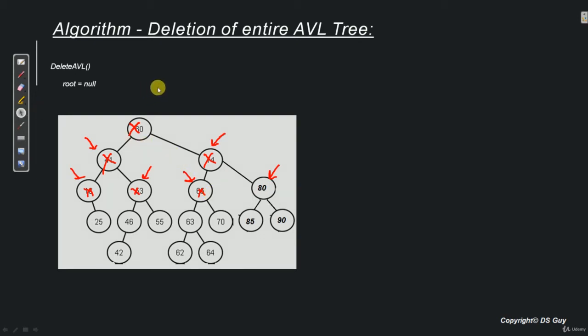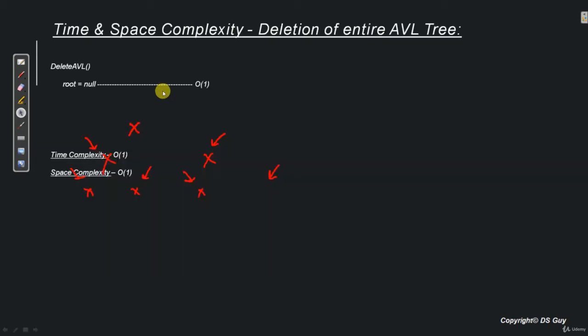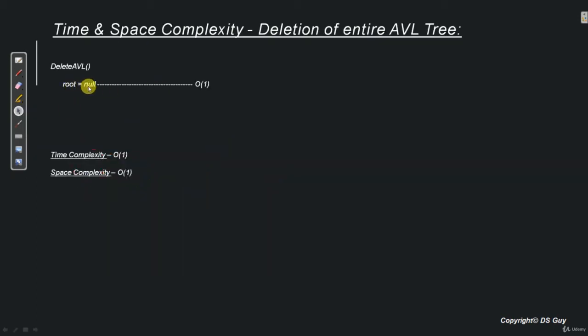Fine. Now let's see what is the time and space complexity of this algorithm. Since we are just assigning null to root, it is a constant time operation, so time complexity is order of 1. Space complexity will also be order of 1 because we are not using any space for doing this operation. So I hope you have understood how to delete the entire AVL tree using one single line.